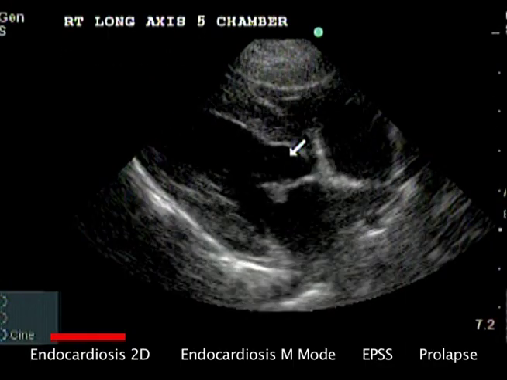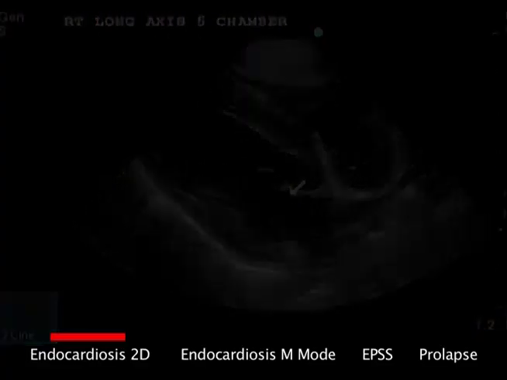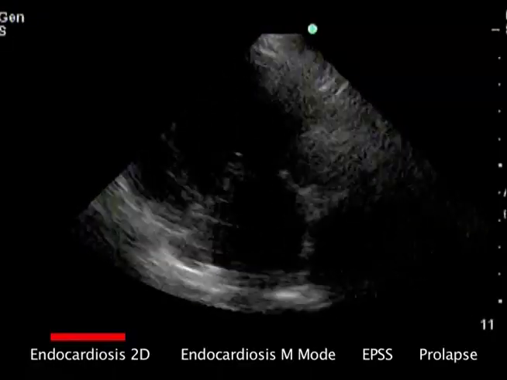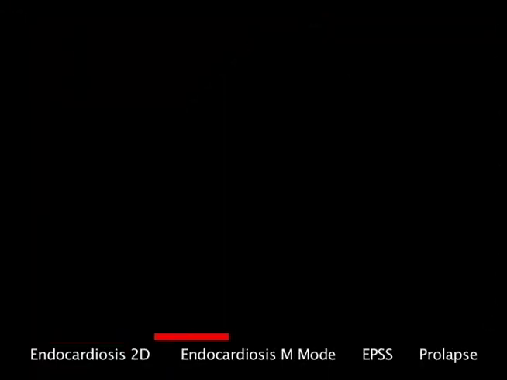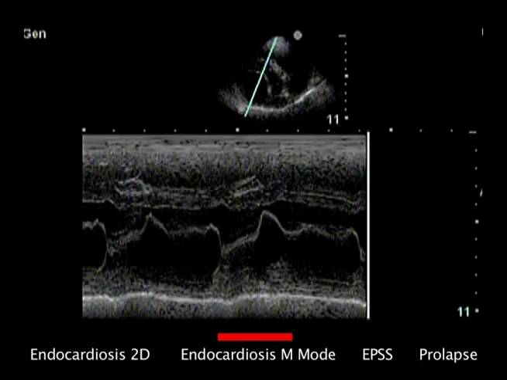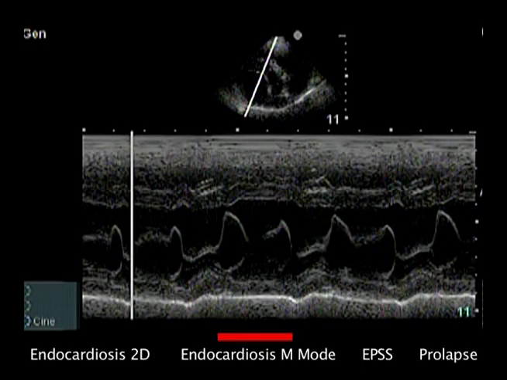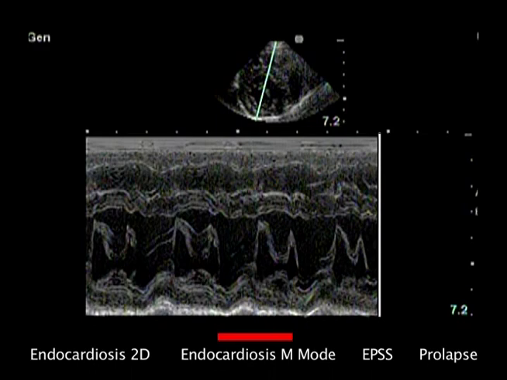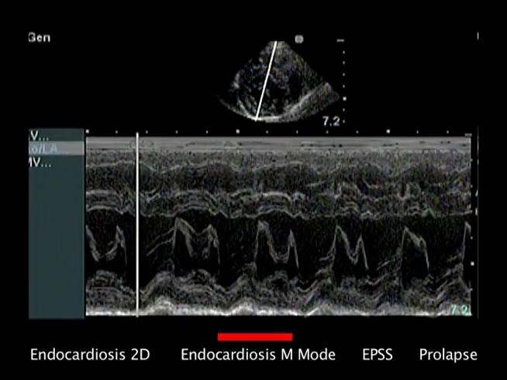Valvular lesions of endocardiosis can also be seen on the right side long axis four-chamber view and the left apical four-chamber view. In this normal M-mode view of the mitral valve, the leaflets appear as thin hyperechoic lines. The M-mode of a diseased mitral valve shows thickened leaflets or focally thickened lesions.